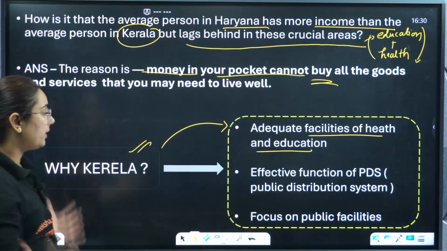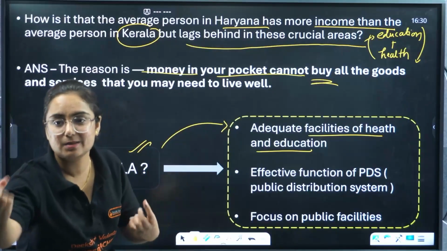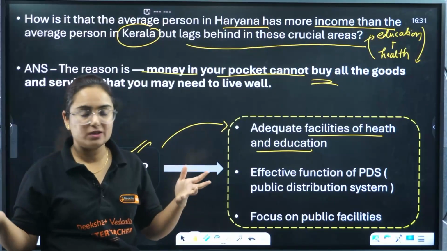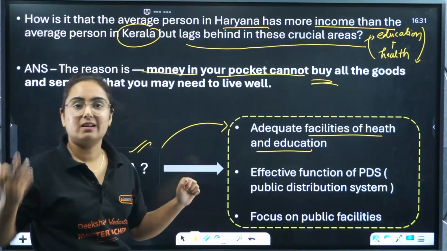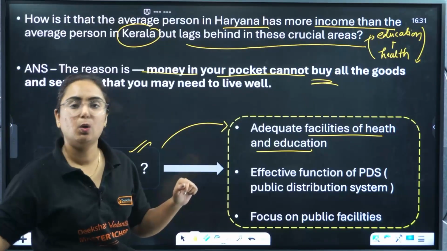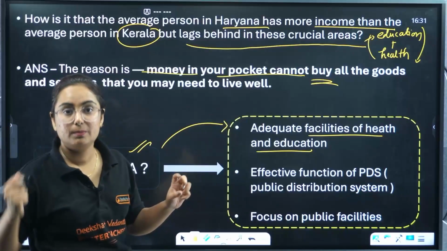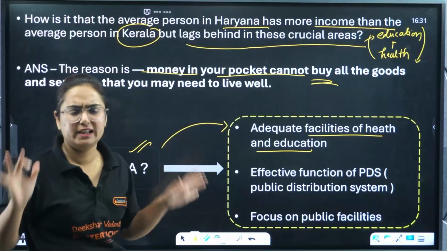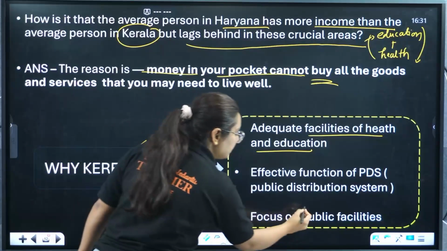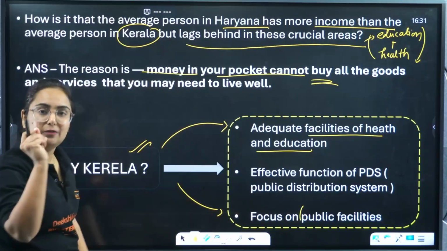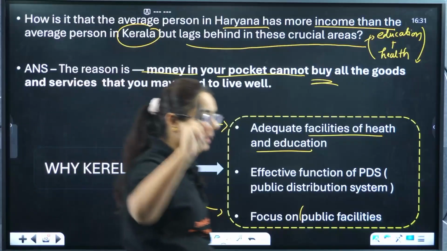They created effective measures like the PDS system to be implemented. PDS, public distribution system, you know that? To provide basic ration to citizens who lie in the low income group, BPL, below poverty line. We studied this in 9th class. So, focus on public facilities. Public facilities are the facilities that should be provided by the government.